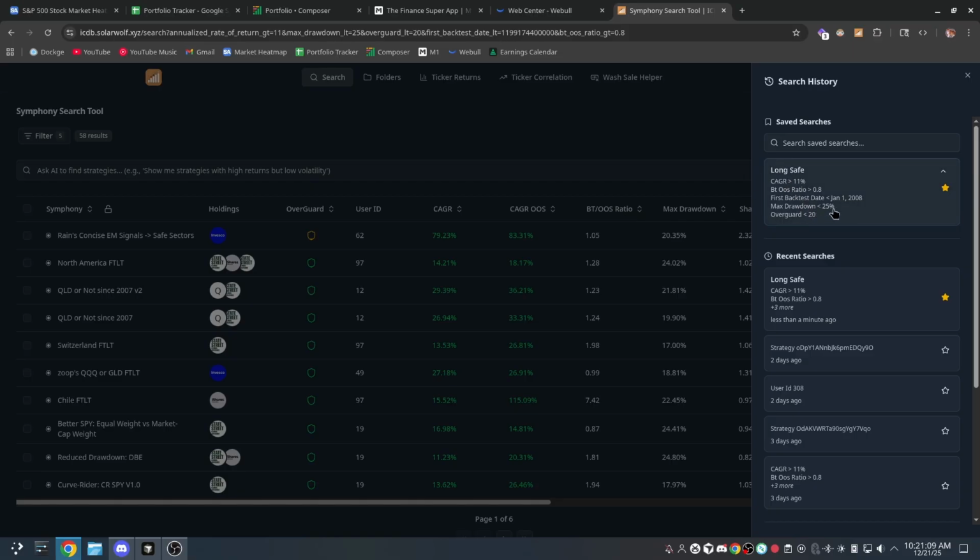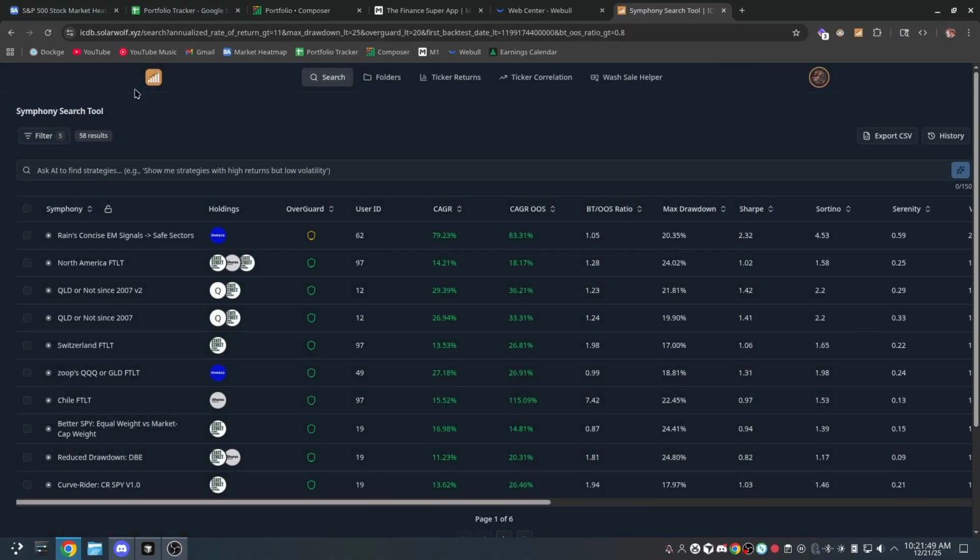We have first backtest date, and that's basically before 2008. So we can grab that because that is kind of the perfect test. Technically, the only other test I really want is the .com bubble, or the .com crash. The problem with that is it's so long ago that a lot of ETFs and stuff just really didn't exist. So it's really hard already to get back to 2008. Then we have max drawdown less than 25%, and overfit guard less than 20%. And overfit guard is just the score to measure overfitness. It at least attempts to.